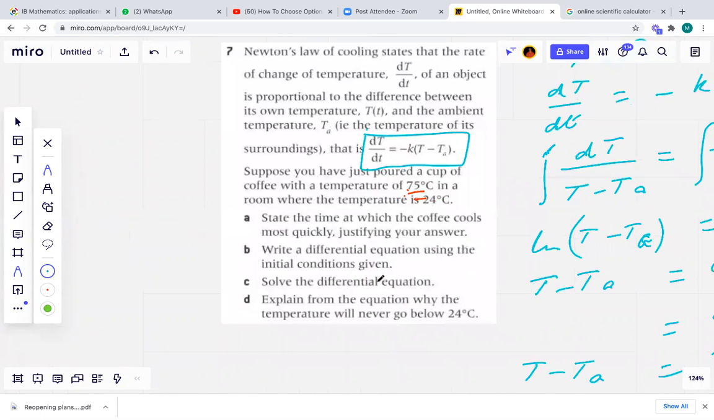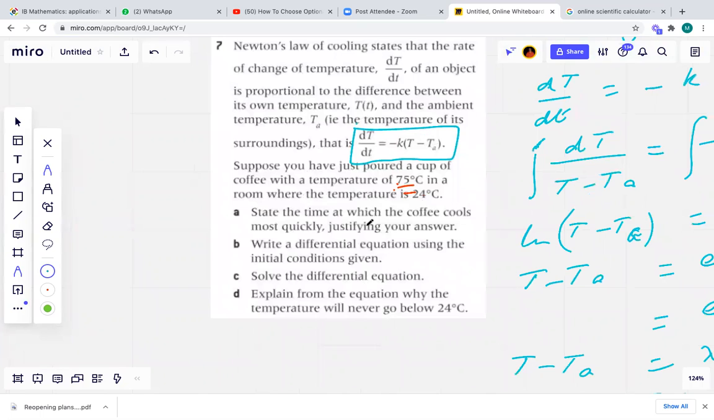State the time at which the coffee cools most quickly. At time t equal to 0, at the start. That's what I said, sir. I said when t is the lowest, which is zero. Okay, now yes.